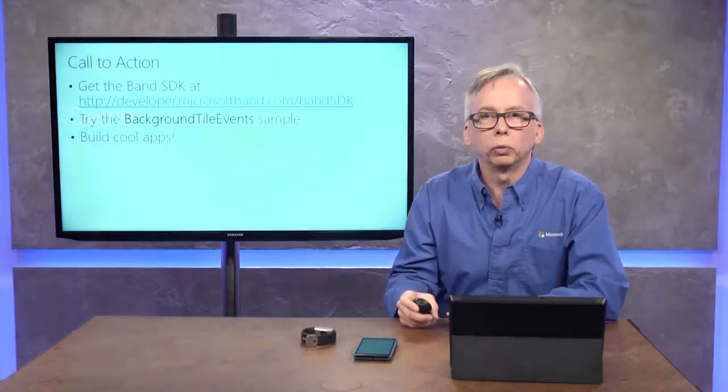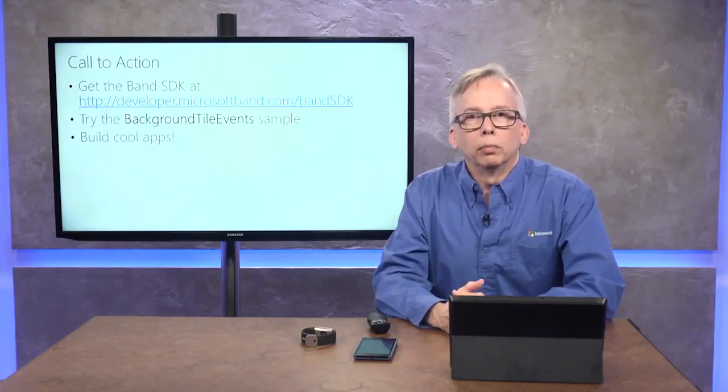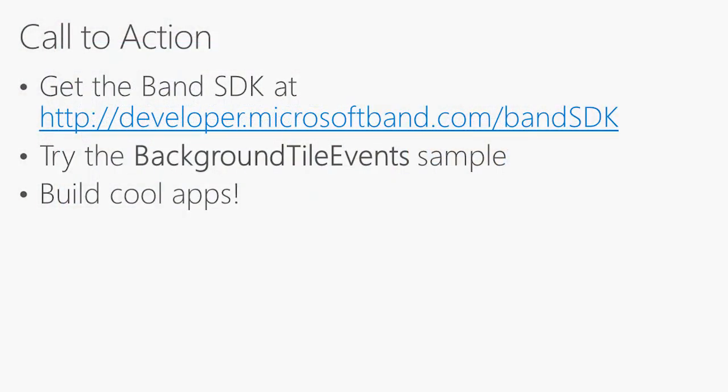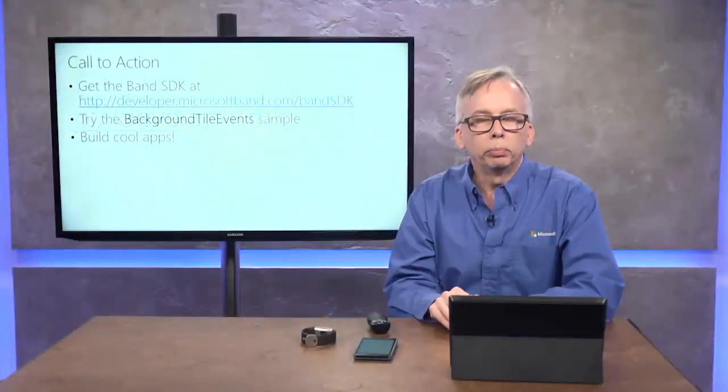Okay, so you saw a couple of examples of the kind of applications that we can build with this. The next step is, if you haven't seen it already, go pick up our SDK. Our developer site has a lot of great information about the SDK and some of the other cool things you can do with the band. Definitely look at the background tile event sample. It'll show you basically the same code that we just looked at here. So it's a great little example to get you started. And then go build cool apps.